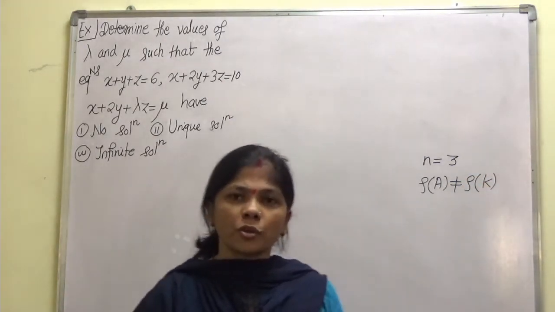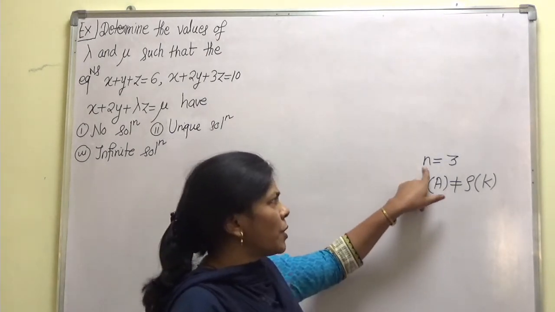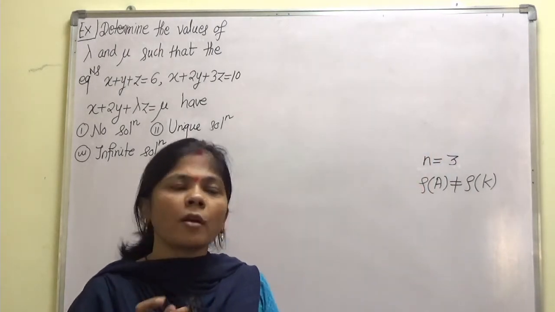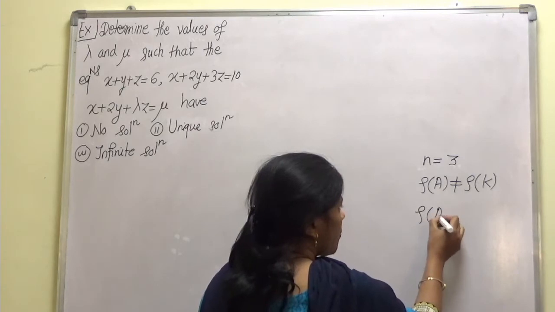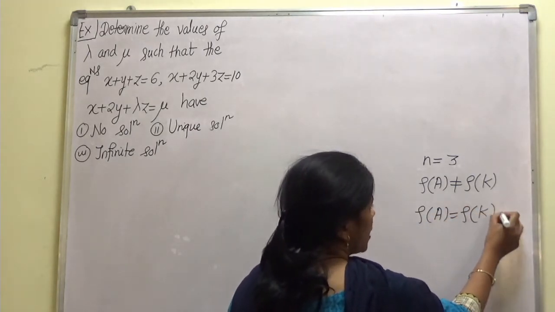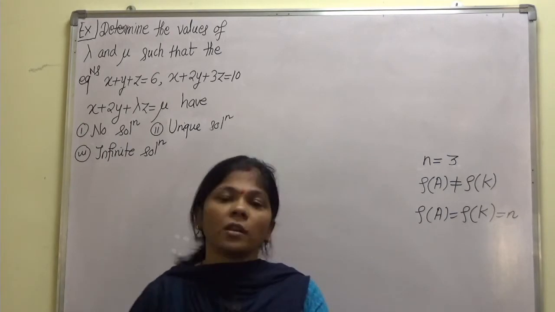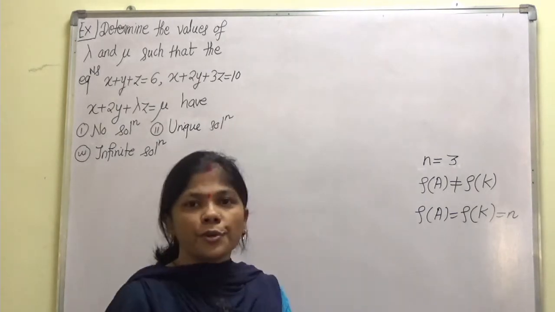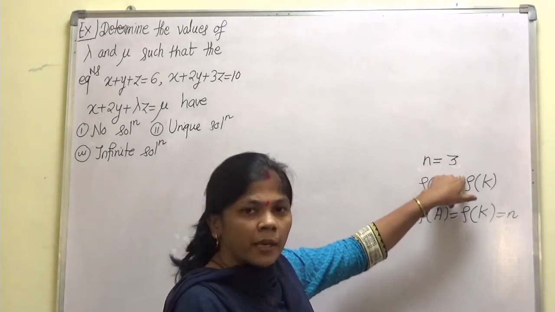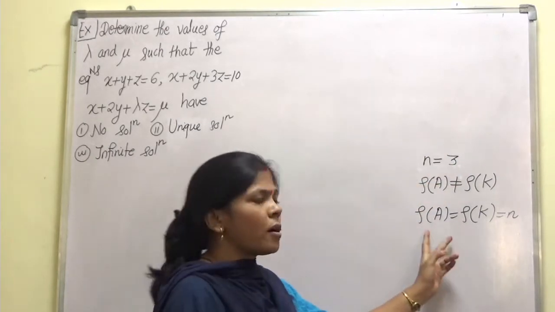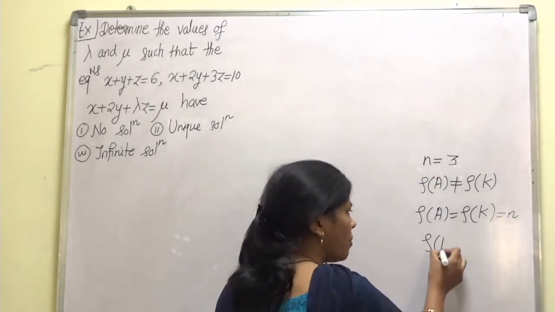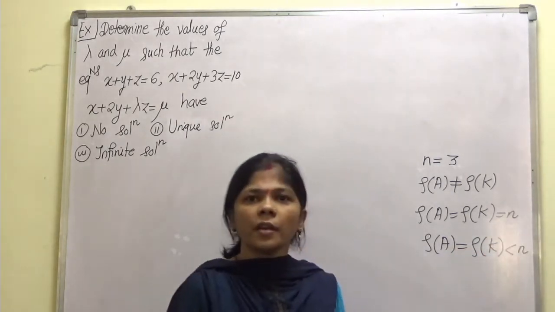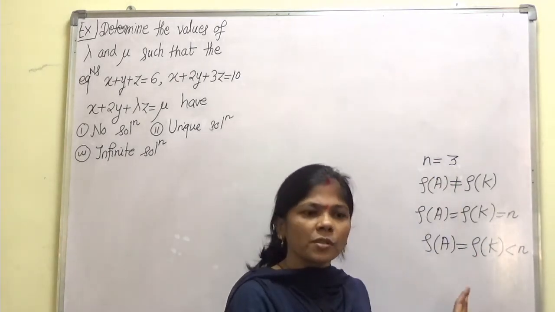Now for unique solution, what do we want? We will have to first concentrate on n. n is 3, so anyhow you will have to show that the rank of A is equal to the rank of K, which is equal to nothing but n. It means both the ranks should come out to be 3. Then only you will get a unique solution. Then for infinite solution, what is the condition? Again, we have n as 3. So the rank of A and K must be equal, but it should be less than n. It means it must be less than 3. So this is what we have to show.